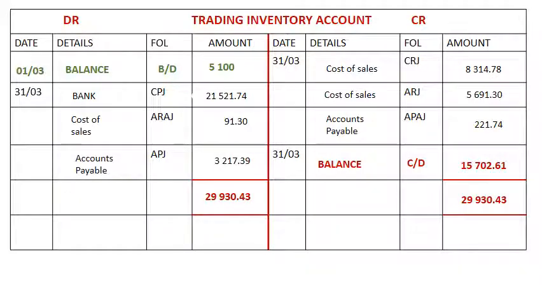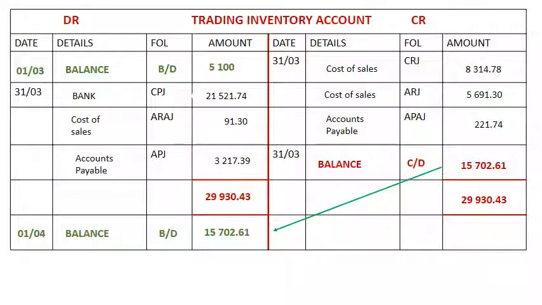The amount that has been calculated will be the opening balance for the new period, and this balance will be shown on the opposite side. In this case, the opposite side is the debit side. We will then show it at the beginning of the month as balance under folio brought down. The amount should be exactly the amount that was calculated on the credit side, and that amount was 15,702 rand 61 cents.